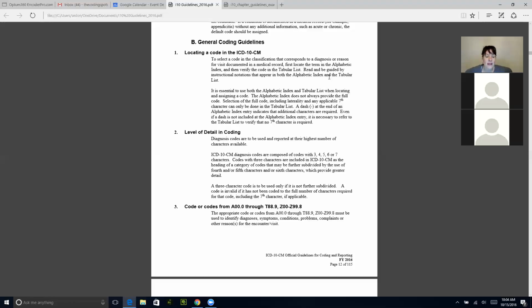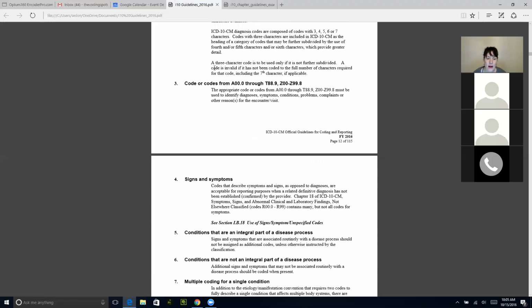Our next section, under B2, level of detail in coding. Diagnosis codes are to be used and reported at the highest number of characters available. So basically all that's telling us is that we definitely need to report to the highest specificity. The diagnosis codes are composed of codes with 3, 4, 5, 6, or 7 characters. And if a code has 3 characters behind the heading of a category of codes, it may be further subdivided using 4th and 5th digits. And you can see that by the little number. There'll be a little box with a 4th or 5th digit requirement by the actual code.